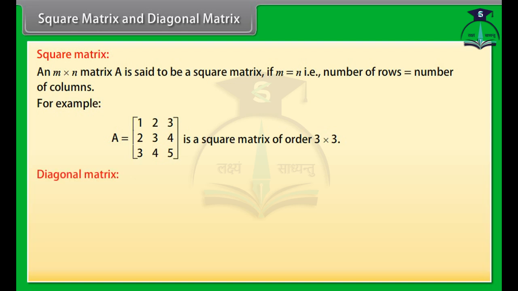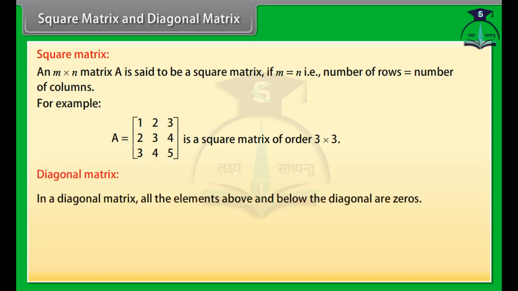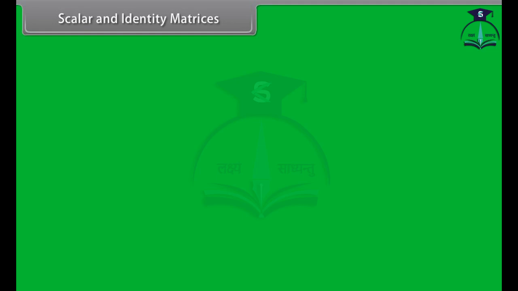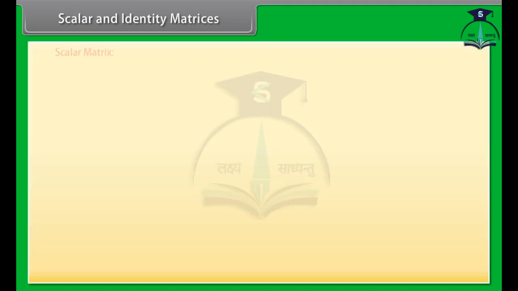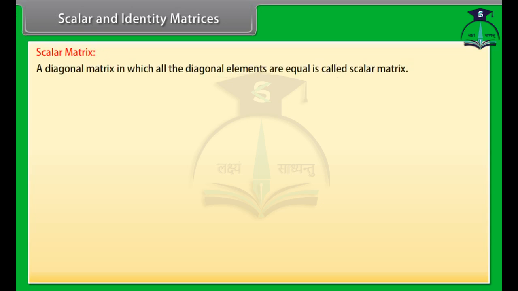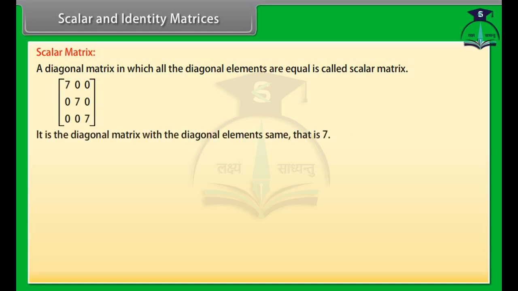Diagonal matrix. In a diagonal matrix, all the elements above and below the diagonal are zeros. For example, B is a diagonal matrix. Scalar and identity matrices. Scalar matrix. A diagonal matrix in which all the diagonal elements are equal is called scalar matrix. Look at this matrix. It is a diagonal matrix with the diagonal elements the same, that is 7. Therefore, it is a scalar matrix.